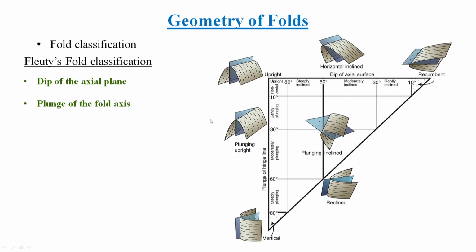Apart from Ramsey's classification, this classification is also very widely used, based on the dip of the axial plane, in which direction your axial plane is sloping or dipping. Here I would like to mention a small thing: for measurement of any kind of plane or line, you need to have an idea how they are set in the three-dimensional reference frame, or how they are set with respect to the geographic direction.